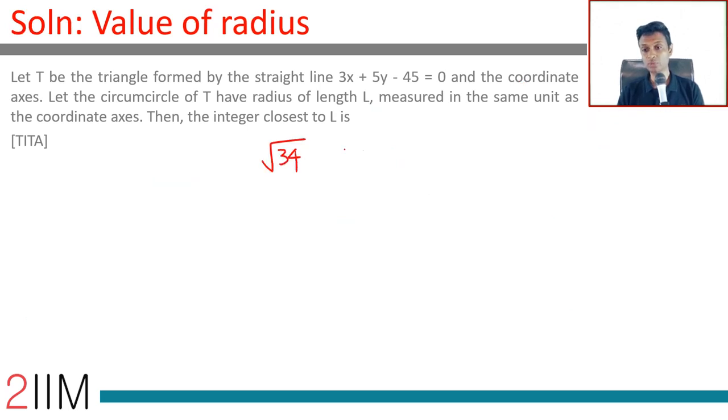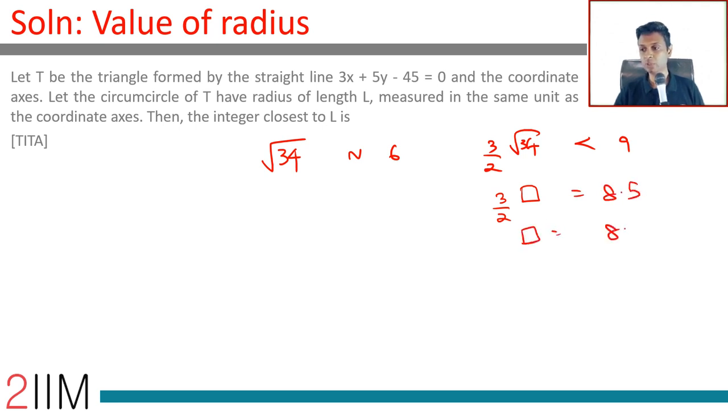Square root of 34 is roughly 6, less than 6. So 3 by 2 times square root of 34 will be less than 9. And so we need to find it accurately. Maybe it will go below 8.5, in which case the integer closest to L will become 8, not 9. It is close to 6, but less than 6. And so 3 by 2 of a number, if it has to be equal to 8.5, then this number would be 8.5 into 2 by 3, 17 by 3.